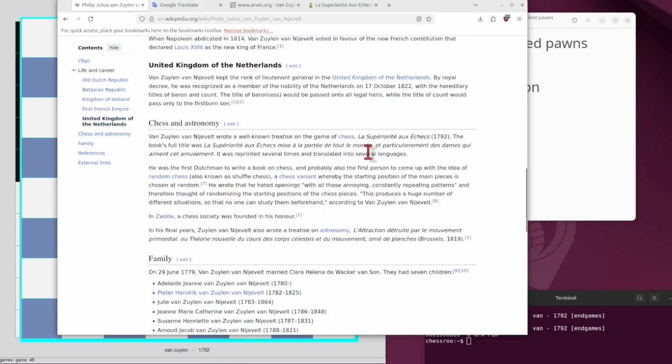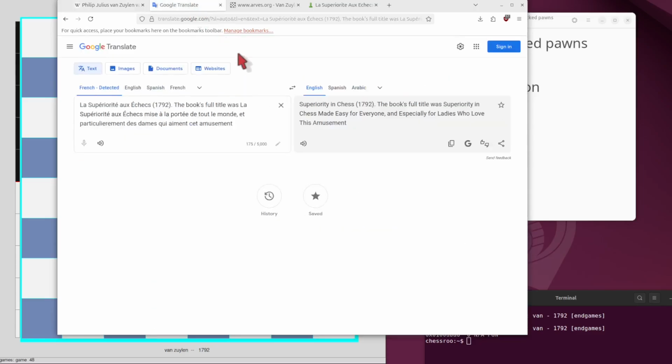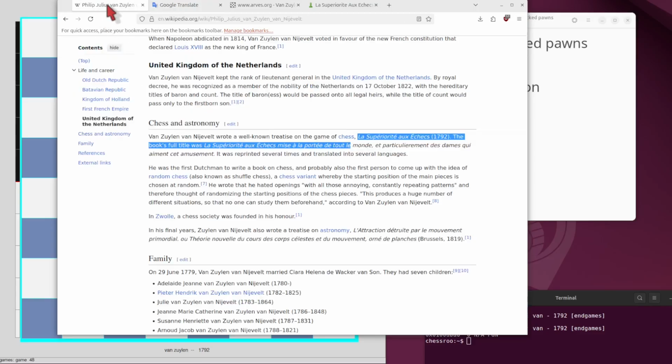Now, that's the history of the person. This is a section on chess. He wrote this book, which I think is what he's most famous for. I won't pronounce the title, but if we go to Google Translate, the book's full title was Superiority in Chess Made Easy for Everyone, and especially for ladies who love this amusement. Oh, there we go, that's quite a funny title. Anyway, the book seems to have been very well regarded, actually.